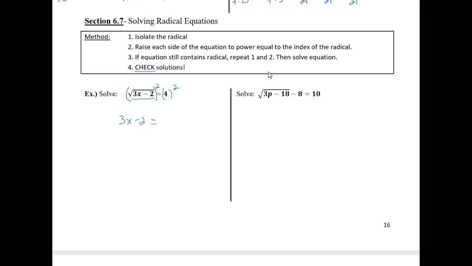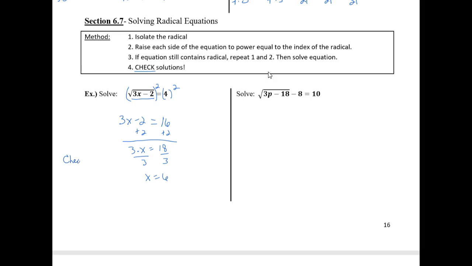On the right-hand side, I have 4 squared. 4 times 4 is 16. Now I have no radical, I have a linear equation. So I just solve by getting x alone. Add 2 to both sides. I have 3x equals 18. Divide both sides by 3 to undo that multiplication, and x equals 6. Again, you have to check your solutions to make sure that they really work.